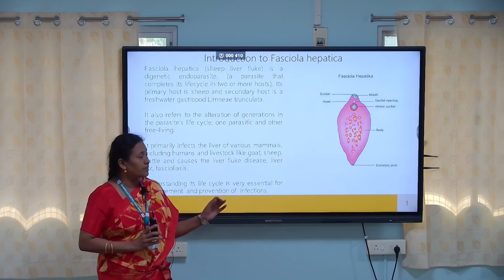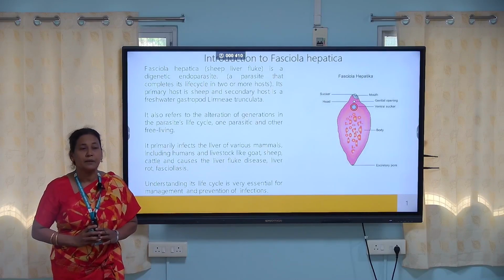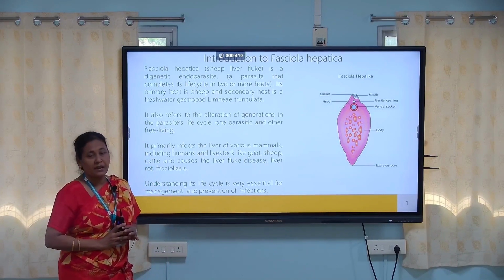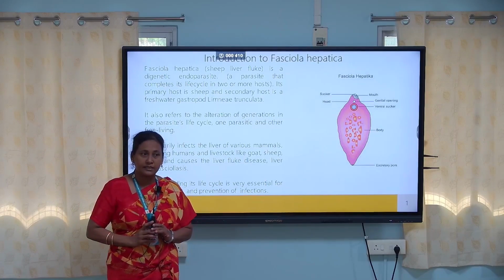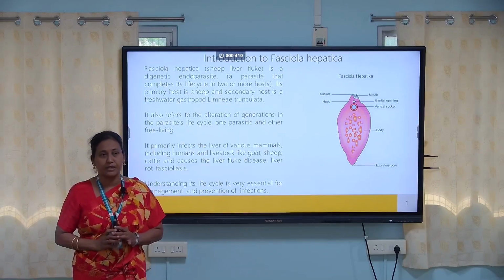So, this is the structure of Fasciola hepatica. It is a flattened worm belonging to the phylum Platyhelminthes. Fasciola hepatica is very harmful to the host. Whichever host it goes into, it damages the liver.